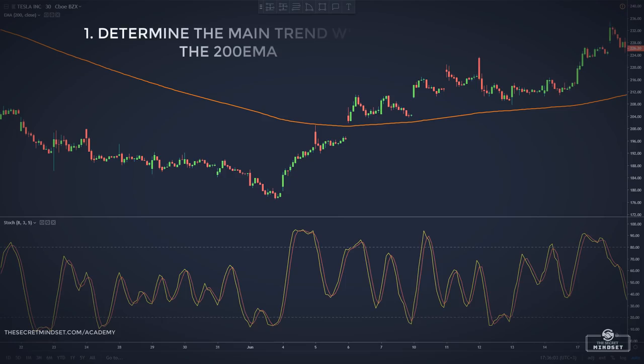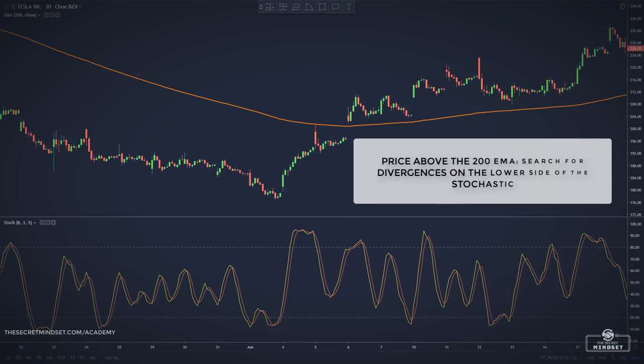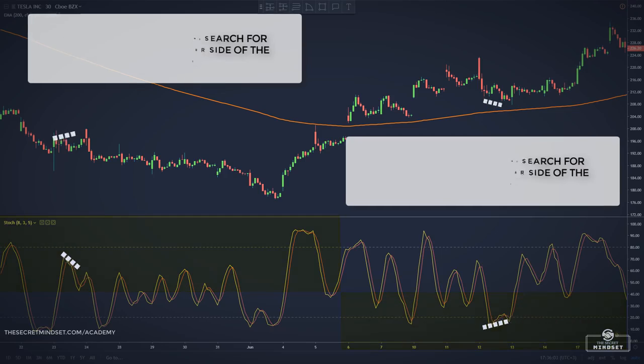I determine the main trend with a 200 period exponential moving average, and I only trade classic divergences in the direction of the main trend, so I ignore the divergences that occur on the pullbacks or corrections of the main trend. Basically, when the price is above the 200 EMA, I search for divergences on the lower side of the stochastic, and when it's below the 200 EMA, I look at the upper side of the indicator. Also, I only trade on the 4-hour and on the daily timeframes in order to reduce market noise and filter the bad signals occurring on shorter timeframes.